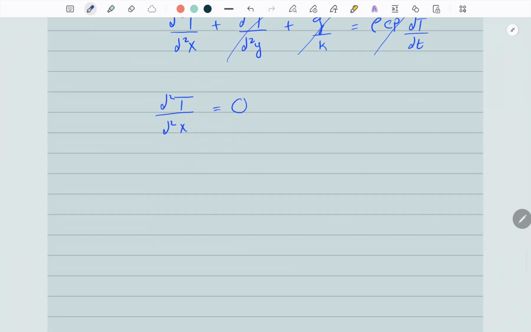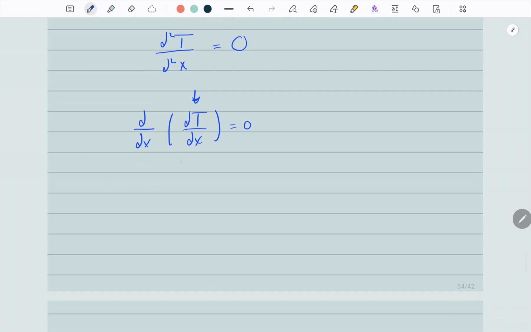Another way to rewrite this is the differential in terms of x of the differential of temperature over dx equals 0. So what we see here is basically a derivative of something gives you 0. In order for that to be true, this has to be a constant. Okay, so we can say that dT over dx has to equal a constant. We'll call that constant C1.